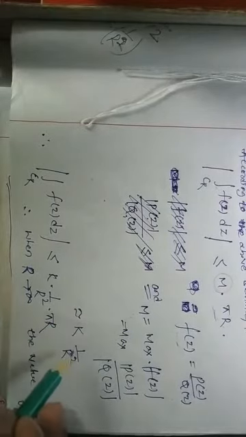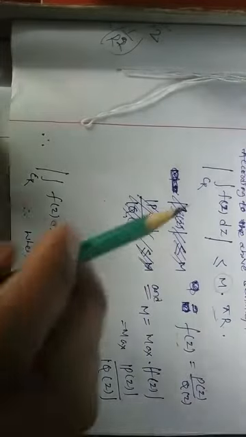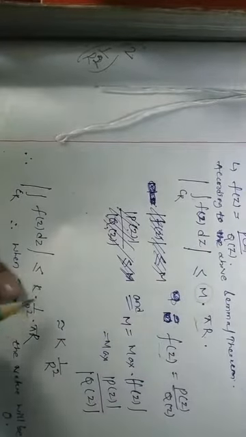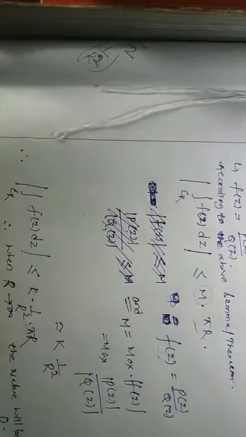In general, we can say some constant k times 1 by r to the power 2. Here the same thing: as the degree of q(z) is greater than that of p(z), p(z) divided by q(z) will be approximately k into 1 by r square. Hence the modulus of the integral of p(z) dz over CR will be less than or equal to k into 1 by r square into pi r, instead of M. So when r tends to infinity, the value will be 0.